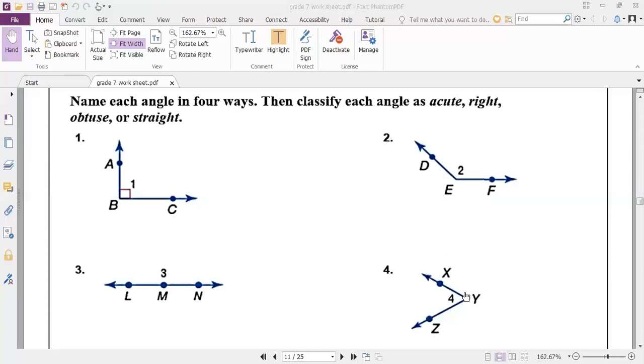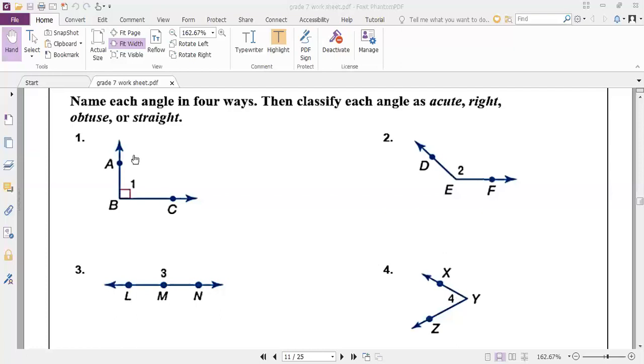Looking at shape number 4, this angle is less than 90, as you can see. If angle XYZ is less than 90, maybe 70, 60, 50, something like that, then angle number 4 is an acute angle.